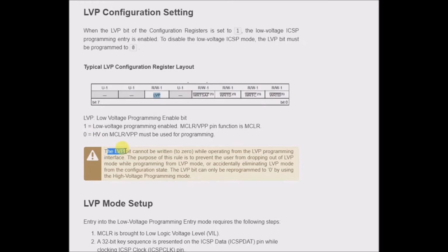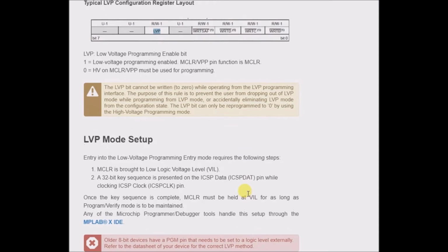The LVP bit cannot be written to 0 while operating from the LVP programming interface. The purpose of this rule is to prevent the user from dropping out of LVP mode while programming from LVP mode, or accidentally eliminating LVP mode from the configuration state. The LVP bit can only be reprogrammed to 0 by using the high voltage programming mode.